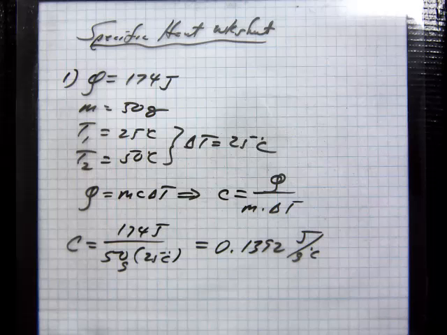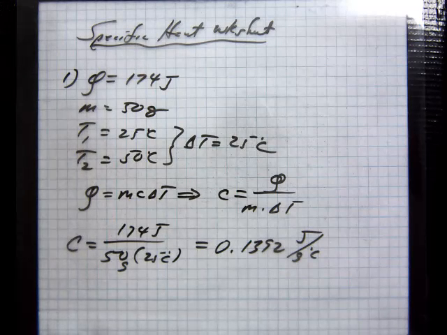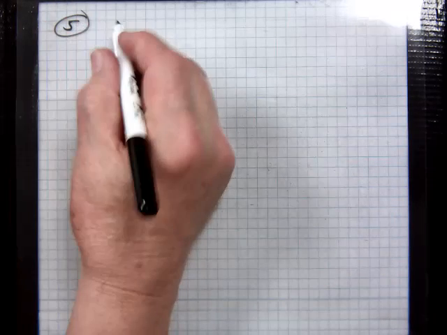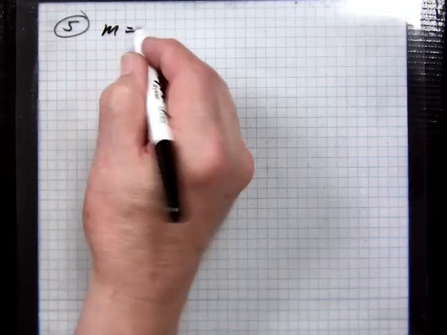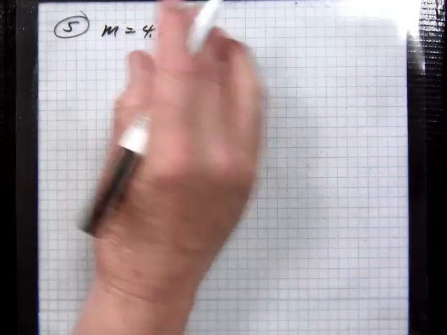Okay, number 5 down there is kind of just a heat problem: the heat needed to raise the temperature. Calculate the amount of heat that must be absorbed to raise the temperature of 4.75 grams of tin. Mass is equal to 4.75 grams.